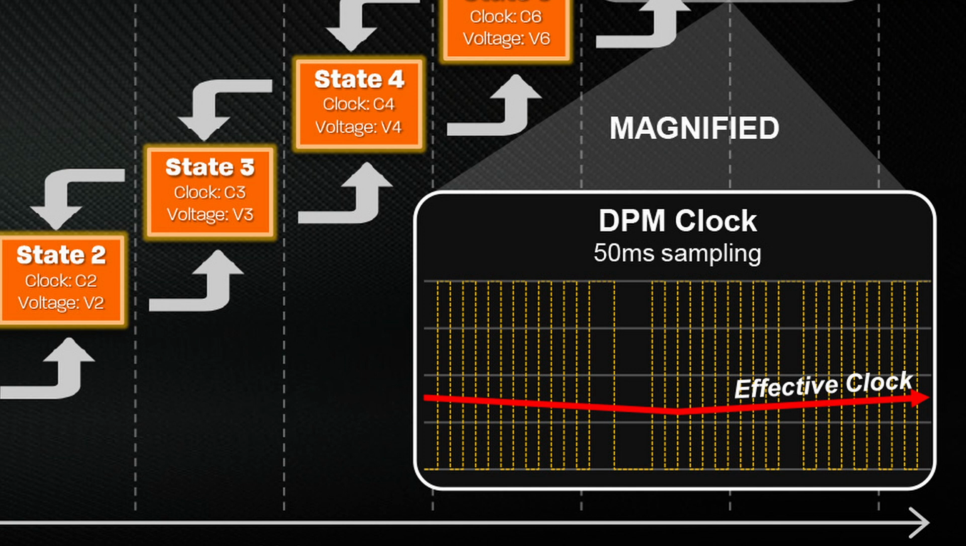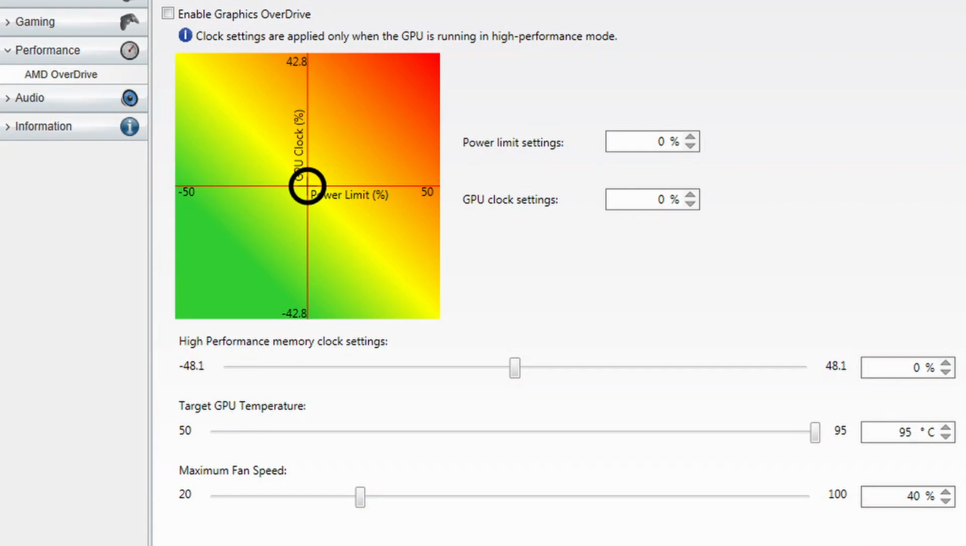As the GPU will switch faster between states, it's also more challenging to know at what frequency the GPU is operating. To accurately communicate the actual operating frequency to the end user, AMD introduced the effective clock. The effective clock is essentially the average clock frequency over a period of 50 milliseconds. The final aspect of the enhanced PowerTune is exposing the ability to adjust the GPU target temperature.